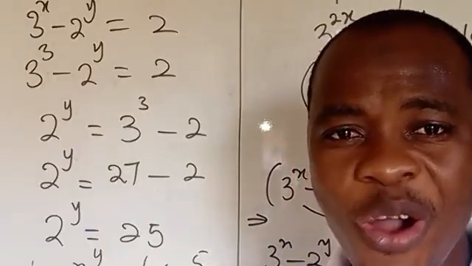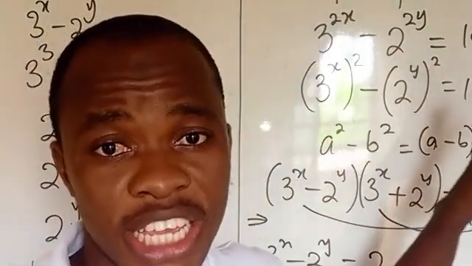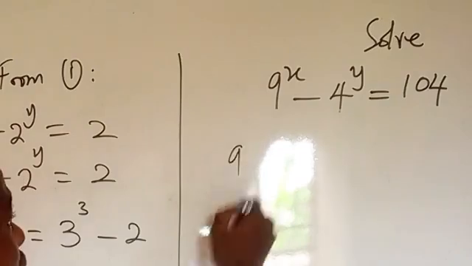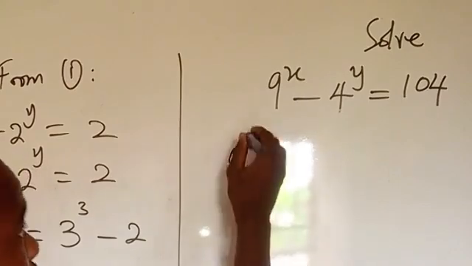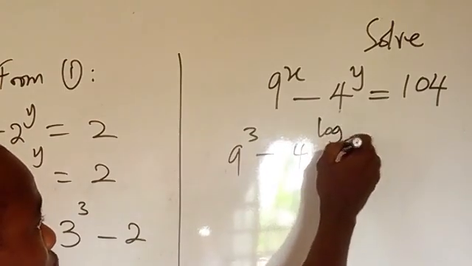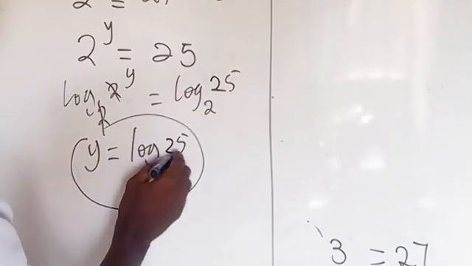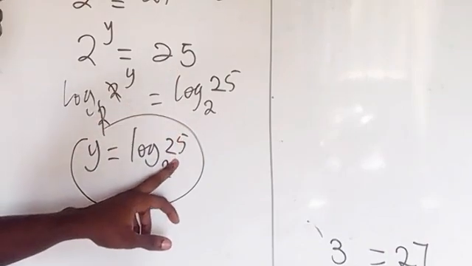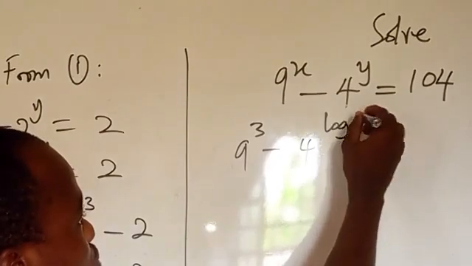Now, let's see what happens if we put this back into the main equation we are given. Let's quickly do that because of time. We have 9 to the power of x, where x is 3, minus 4 into the power of log base 2, and this is 25. I'm very sorry, this is 25, not 5.